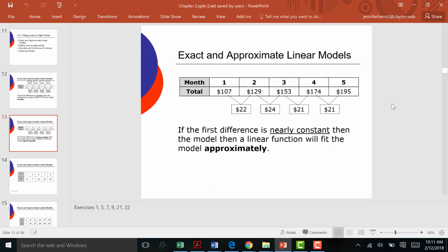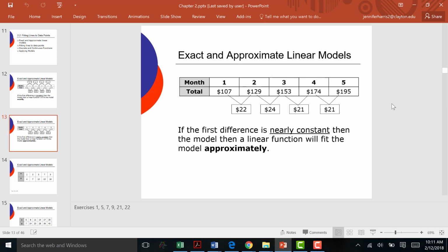So now, are the first differences the same like it was on the previous slide? No. But are they kind of close? They are kind of close. Where you see it says nearly constant, it means they're nearly the same. They're almost the same, but not quite. So if I'm looking to create an equation to model that data, is that equation going to be an exact match or an approximate match? Approximate, because these numbers are kind of close, but they're not the same.